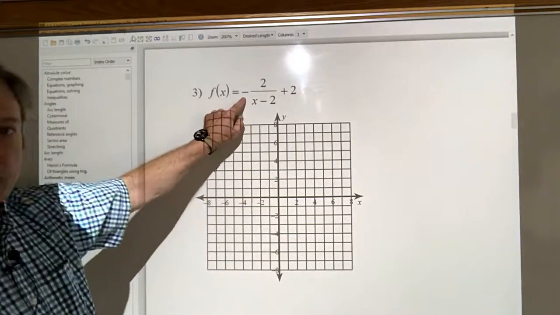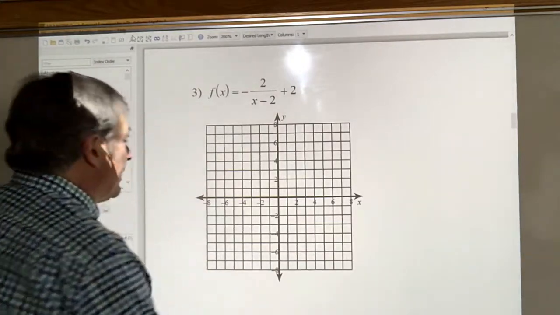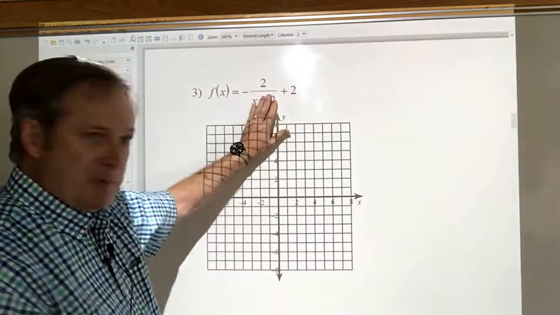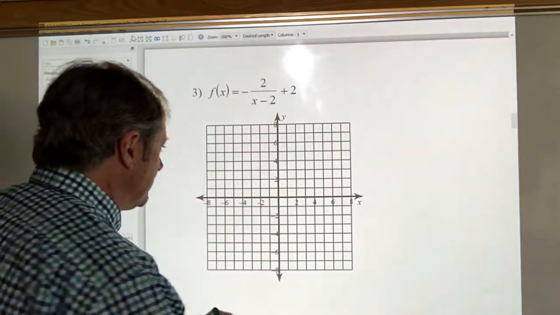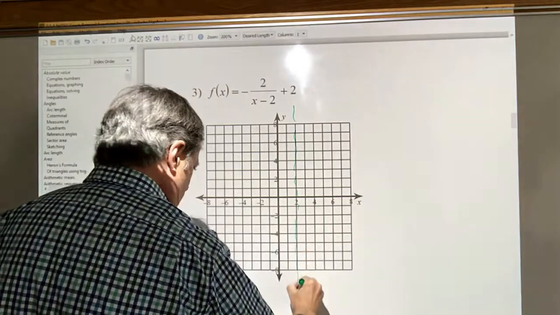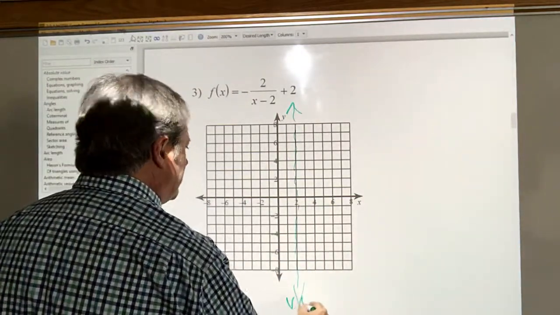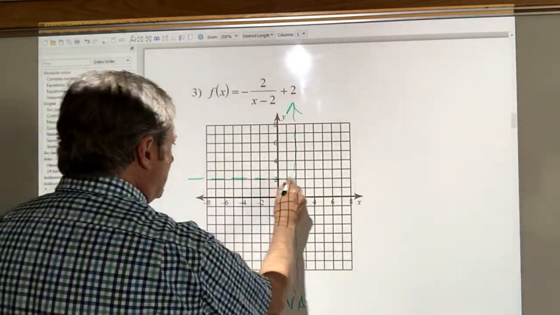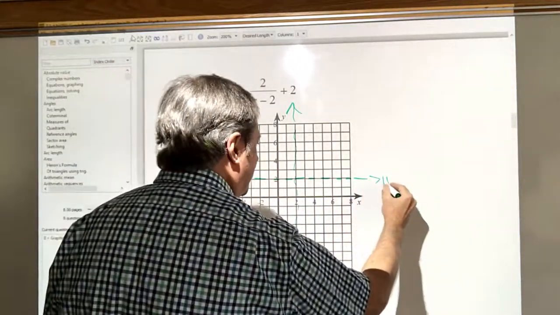Okay, now notice the negative, so the branches are going to be different. But our vertical asymptote, again, you say, well, what would make this denominator 0? Because that's what we need to exclude. Well, we have to exclude where x is +2. So we're going to do that, and that's our vertical asymptote. We also need to exclude where y is +2. That's the horizontal asymptote.